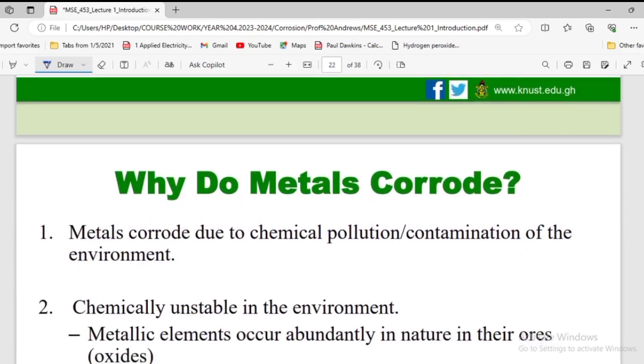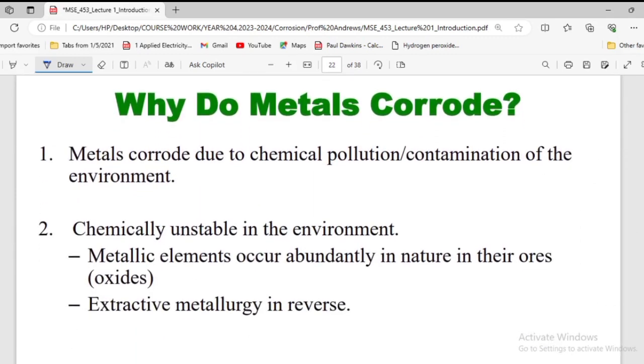Now let's look at one important thing. Why do metals corrode? Yeah, that's the question. The first thing is that metals corrode due to chemical pollution and contaminants of the environment. So when we have some pollutant in the environment, it comes in contact with this material, talking about metal. The metal is also reactive. It reacts to the pollutant, and then corrosion sets in.